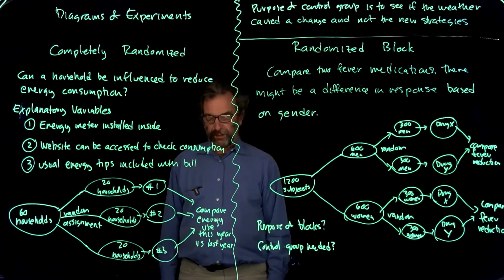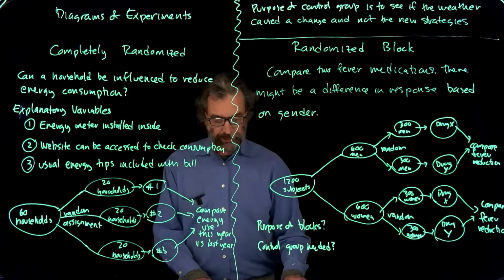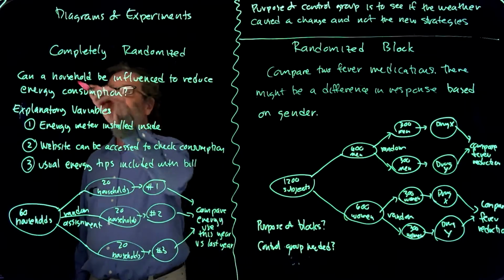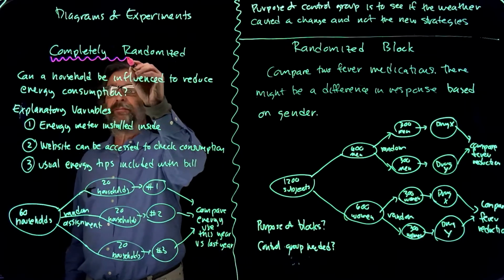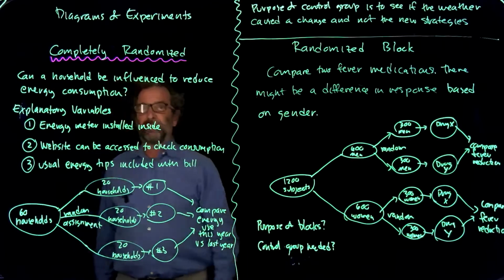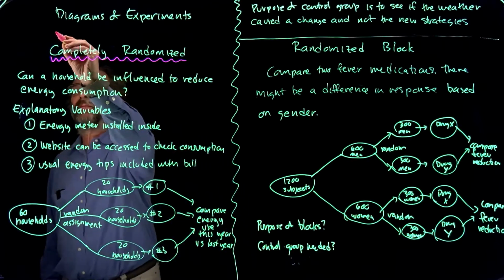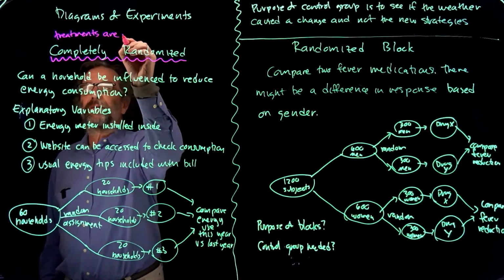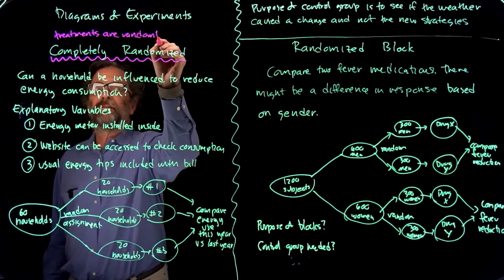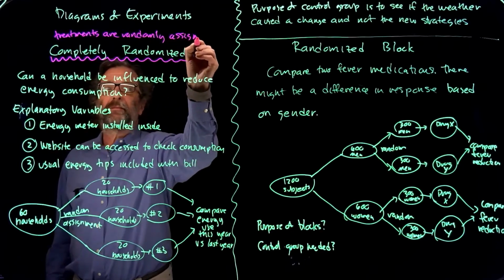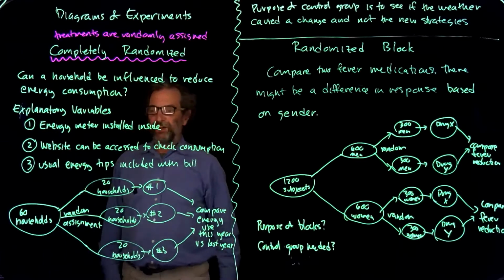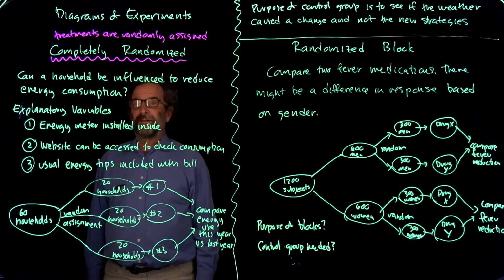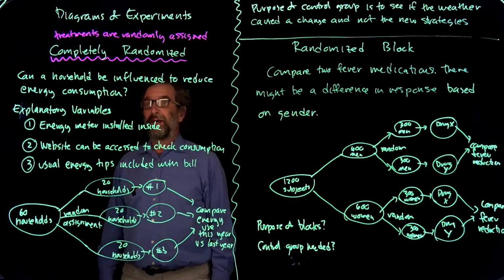So now we're going to look at some representative experimental designs, just the kinds of designs people actually use. One's called completely randomized design. In a completely randomized design, the treatments are randomly assigned. So you take all the subjects and you assign treatments randomly. So it's called completely randomly designed or completely randomized.